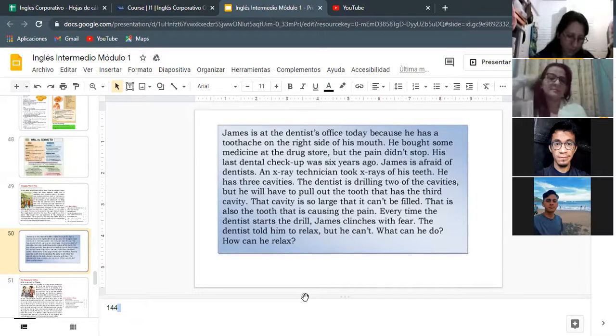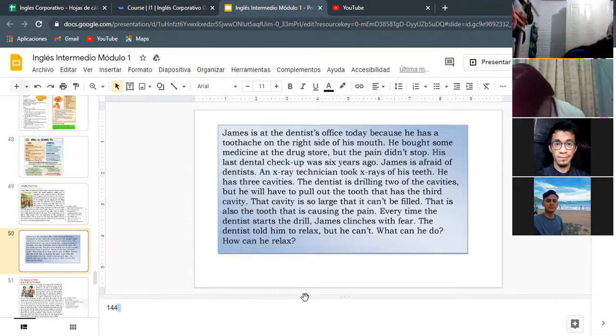Okay. James is at the dentist's office today because he has a toothache on the right side of his mouth. He bought some medicine at the drugstore, but the pain didn't stop. His last dental checkup was 6 years ago. James is afraid of the dentist. An X-ray technician took X-rays of his teeth.